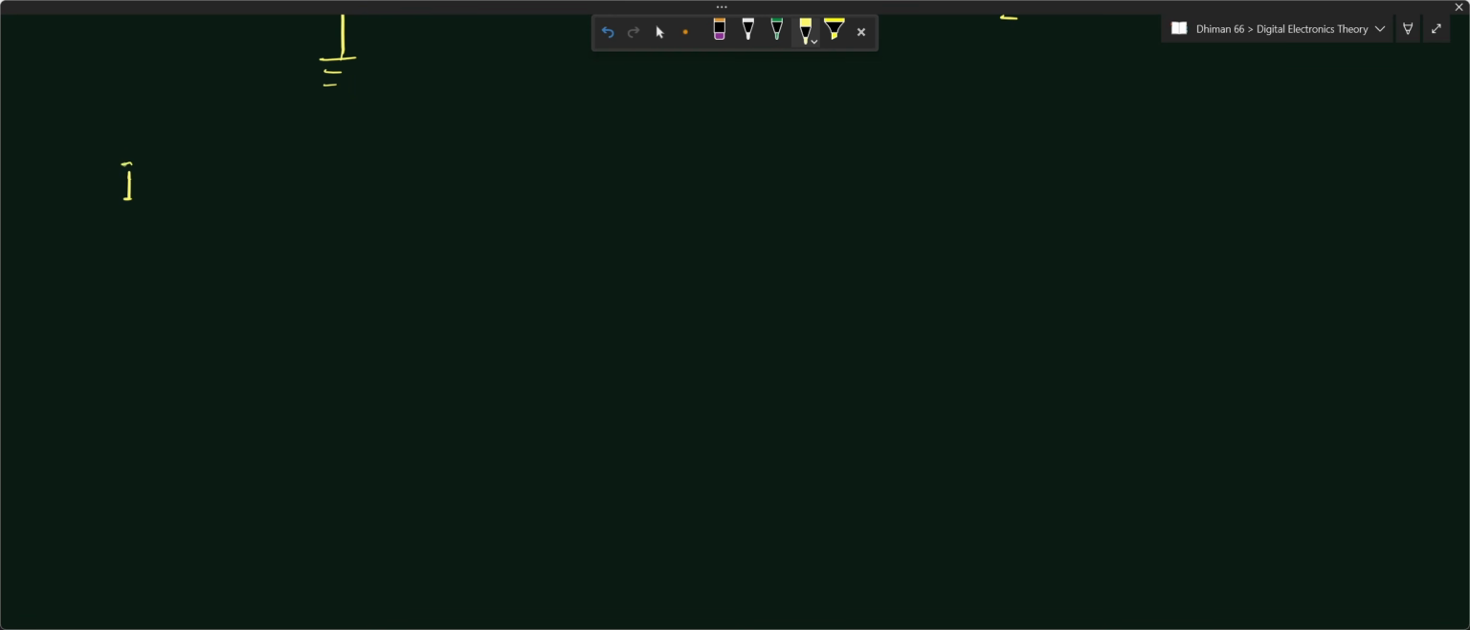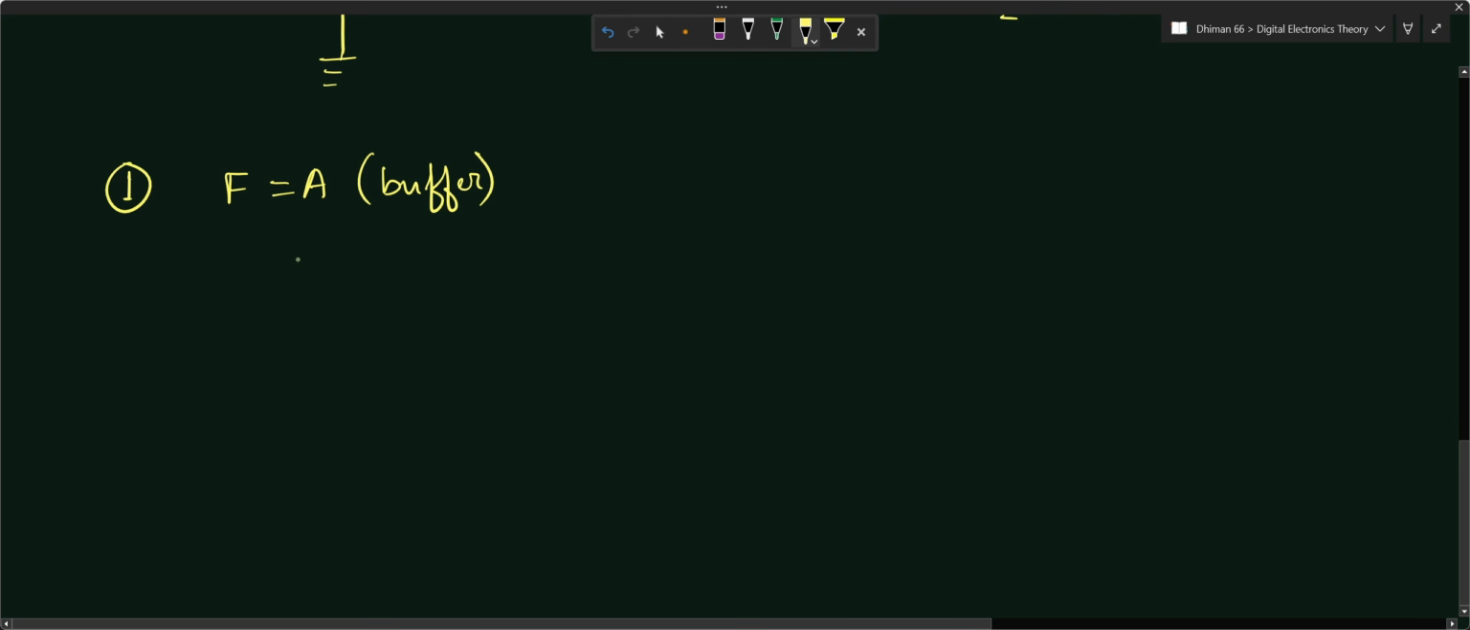Suppose example number 1. Suppose we have a given function f equal to a. We have only one variable. So this is called a buffer. Next, if we find out the dual of the given buffer, what will happen? This will remain as it is, because we do not have any kind of operator to interchange.